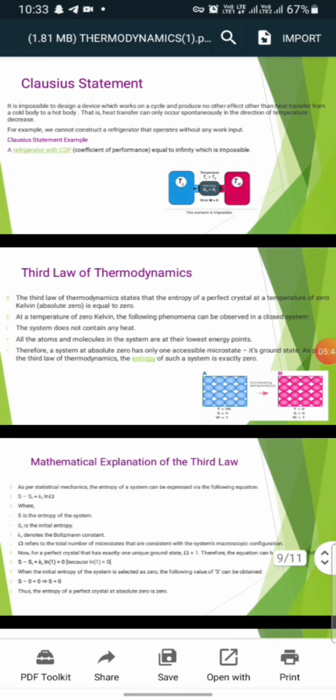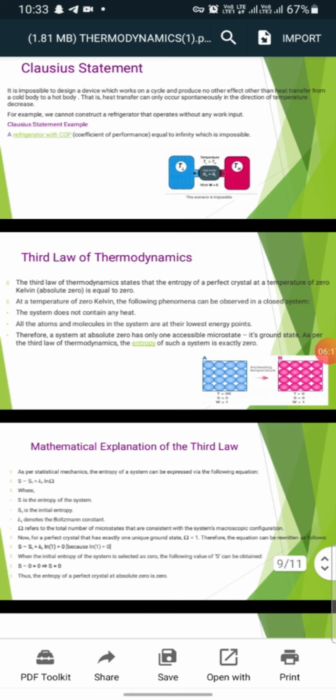Next, third law of thermodynamics. The third law of thermodynamics states that the entropy of a perfect crystal at a temperature of 0 Kelvin, absolute 0, is equal to 0. At a temperature of 0 Kelvin, the following phenomena can be observed in a closed system. The system does not contain any heat. All the atoms and molecules in the system are at their lowest energy points. Therefore, a system at absolute zero has only one accessible microstate, its ground state. As per the third law of thermodynamics, the entropy of such a system is exactly zero. The given diagram represents the third law of thermodynamics.